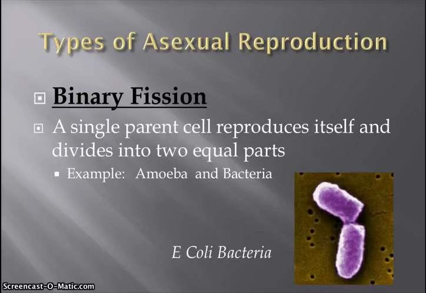There are a variety of types of asexual reproduction. The first type is called binary fission. In this type of asexual reproduction, a single parent cell will reproduce itself and divide into two equal parts. Most commonly, this type of asexual reproduction occurs with bacteria such as E. coli.